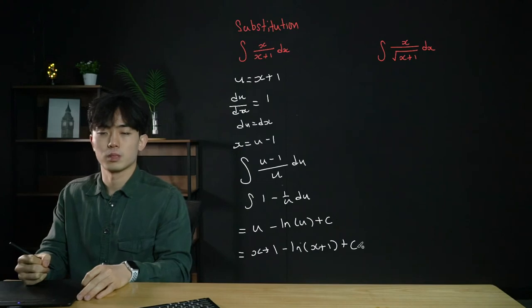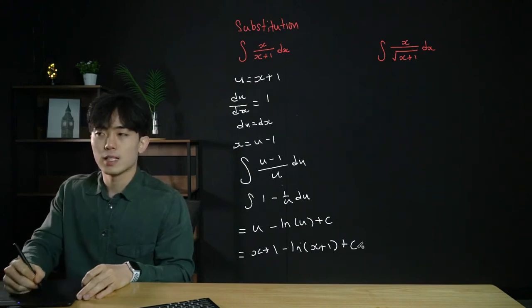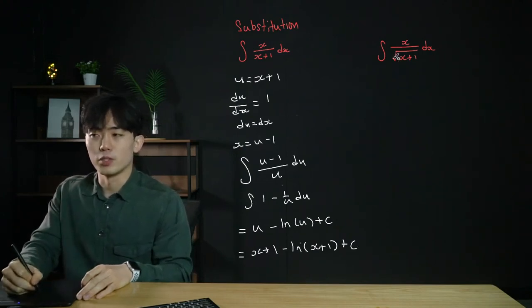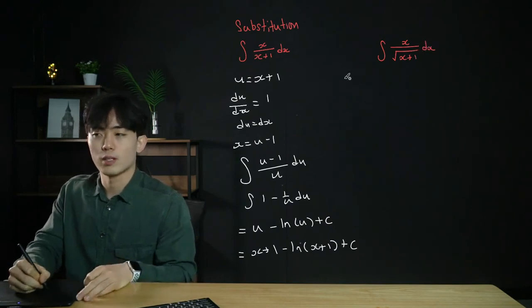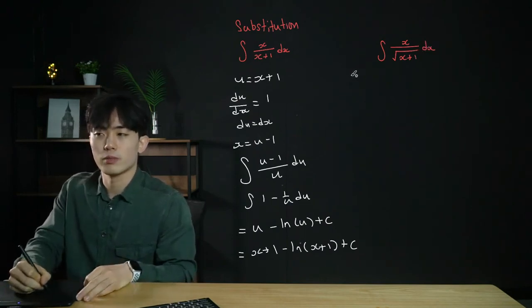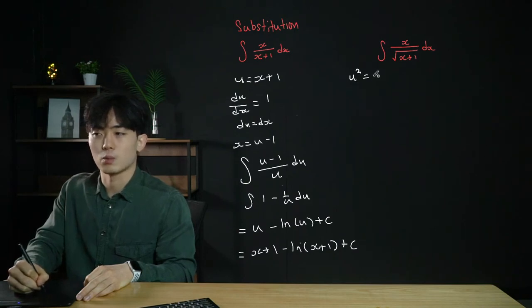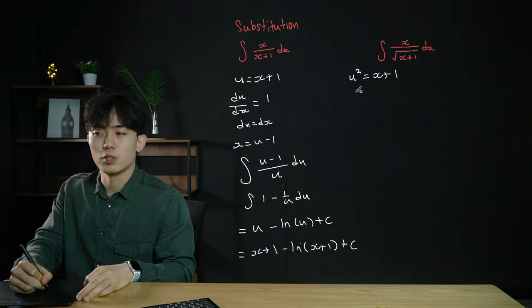Like such. Okay. This question is very similar. In this case, we've got the root x plus 1. So once again, our goal is to reduce it to one term. So what we can say is, if this is a root, I can just say u squared is equal to x plus 1. Why? Because u will now be the root of x plus 1.